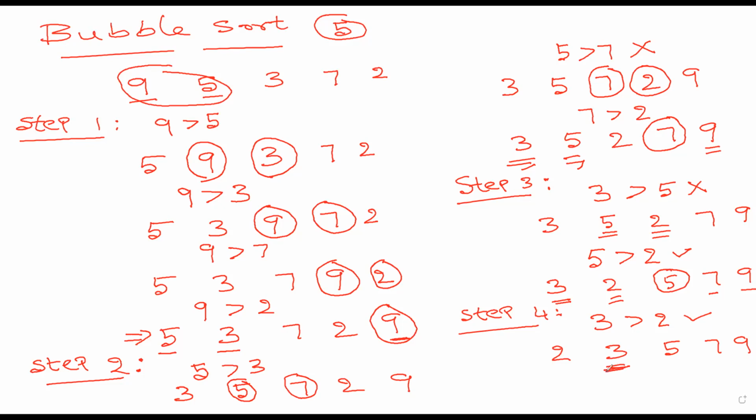3 reached its required position. Now what is the element left out? Only 2 is left out, and that is present in its position. So that is the end of bubble sort. We have to perform it like this.